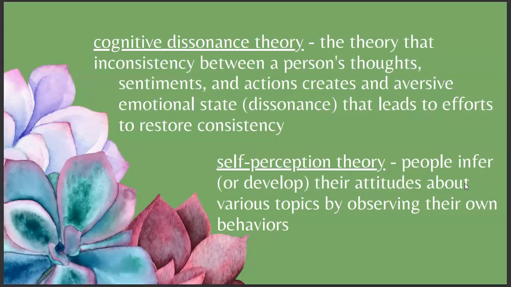Okay, now on to cognitive dissonance theory. So we're going to talk about 2 different theories, cognitive dissonance and self-perception theory. They are kind of conflicting theories. Okay, so cognitive dissonance theory is a theory that inconsistency between a person's thoughts, sentiments, and actions creates an aversive emotional state called dissonance that leads to efforts to restore consistency.